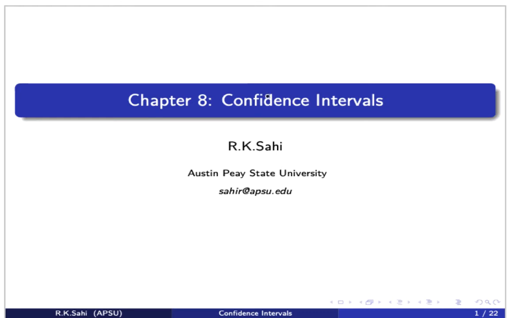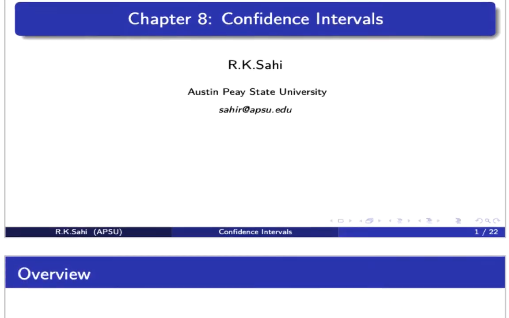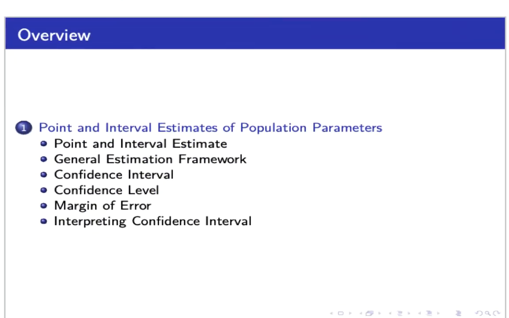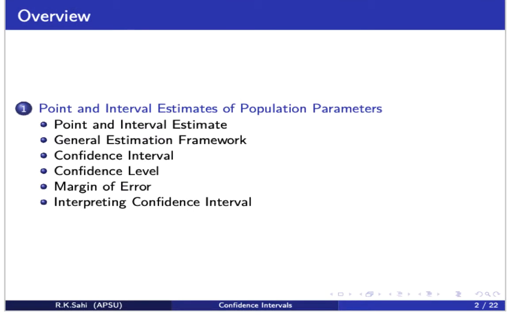Today, we are going to start with confidence intervals. In this session, we are going to look at the estimates which will be used in conjunction with population parameters. We're going to be looking at the point and the interval estimate. We will create a general estimation framework. For this, we would need to know about confidence intervals, confidence levels, margin of error. And once we have this general framework ready, we will be able to interpret the confidence intervals.